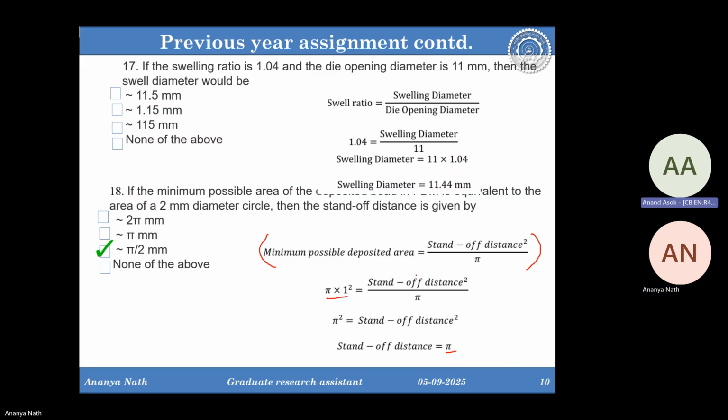Okay. So then the swell ratio is given and die opening diameter is given, then the swell diameter will be. So swell ratio equals swell diameter by die opening diameter. So it's the easiest sum. You can just multiply it and you get the answer.